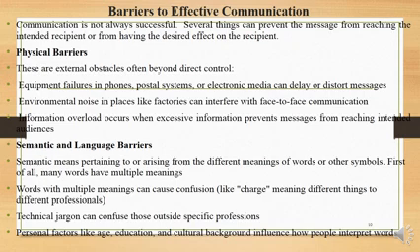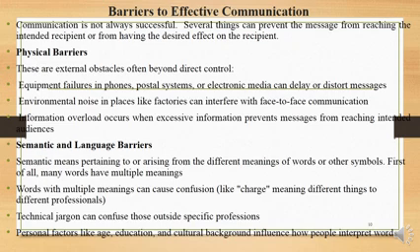Number one barrier is the physical barrier. These are external obstacles, often beyond direct control. We have a case of equipment failure in phones, postal system, or electronic media, which can delay or distort messages. We also have environmental noise in places like factories, which can interfere with face-to-face communication. Information overload occurs when excessive information prevents messages from reaching the intended audience.